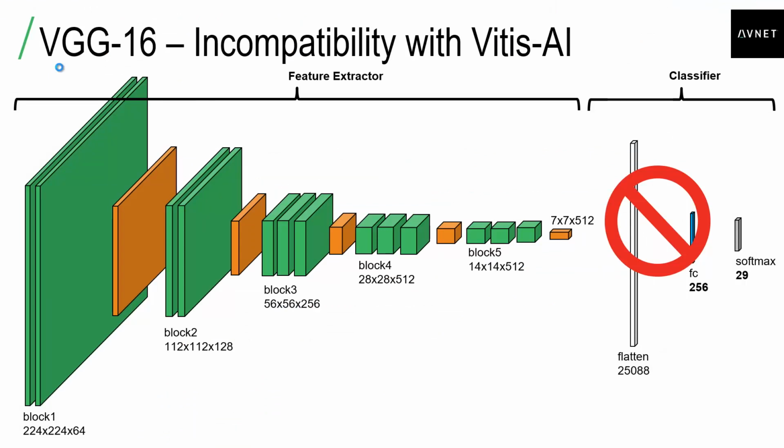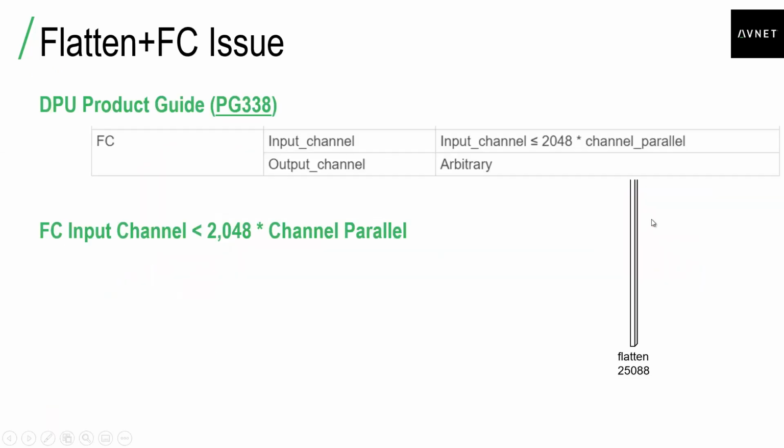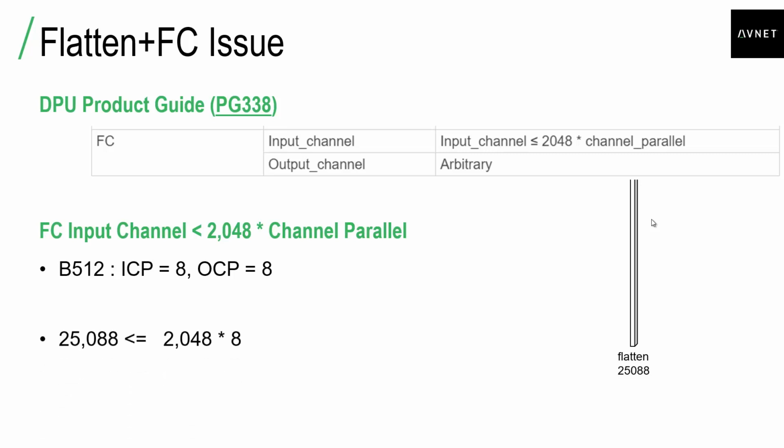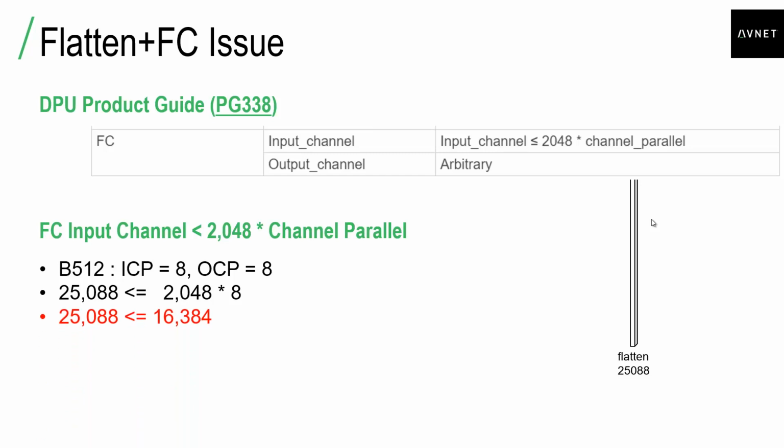So as we saw in our notebook, we have an incompatibility here with our fully connected layers, including this flattened layer. If we analyze this further, looking at the DPU product guide, we can see that for the fully connected layers, our input channel needs to be smaller than 2048 times the channel parallelism. Now, the channel parallelism is specific to the DPU architecture, and for the B512, this is 8. If we plug this into the formula, we can see that our flattened layer of size 25,000 is way bigger than the limit, which should be 16,000.